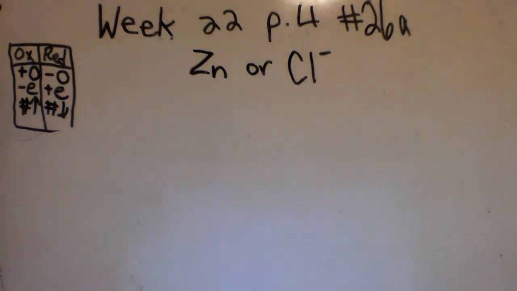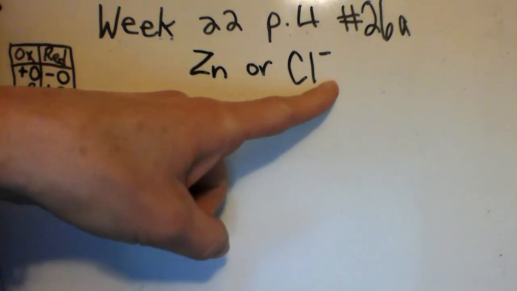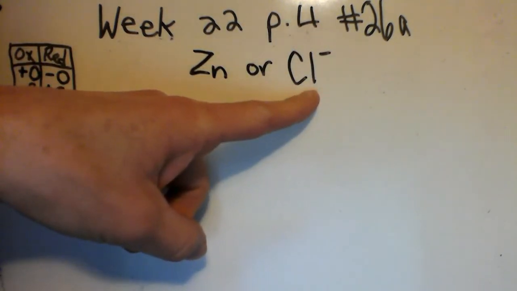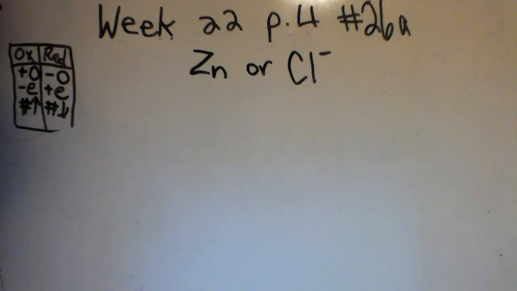This is week 22, page 4, number 26A. Which of the following has the greater tendency to lose an electron, zinc or chlorine ion? At first look at this, you might think that chlorine has an extra electron, which it does, and therefore it would be willing to lose that. But that's not true. When chlorine gains that electron, it becomes more stable. So it will take a lot of energy to take that electron away from chlorine.